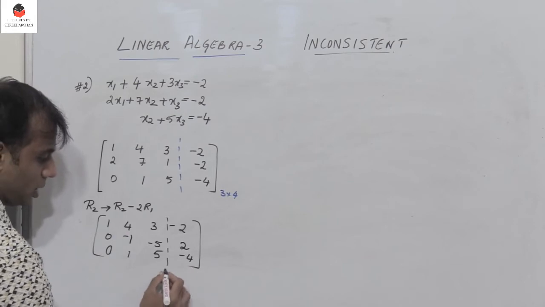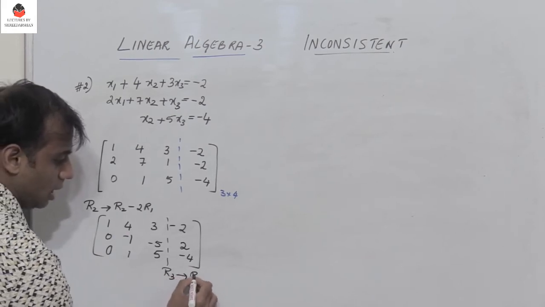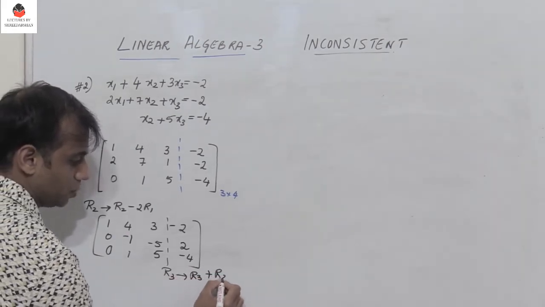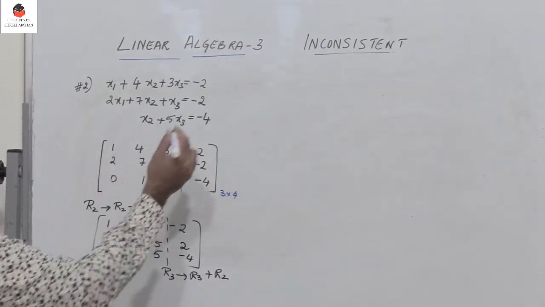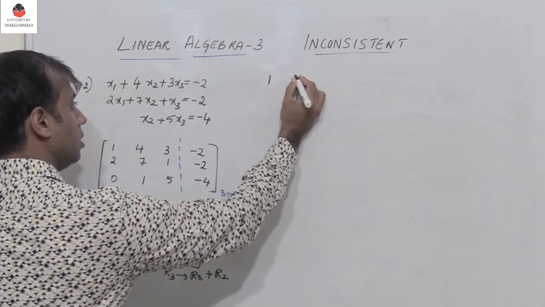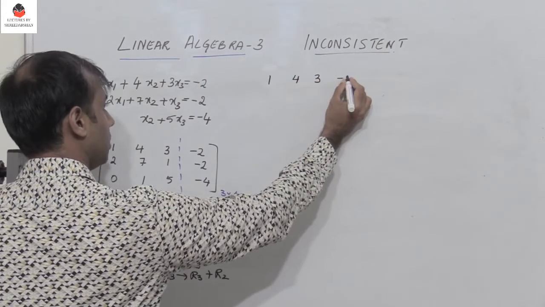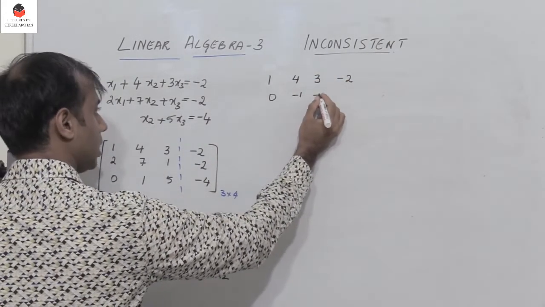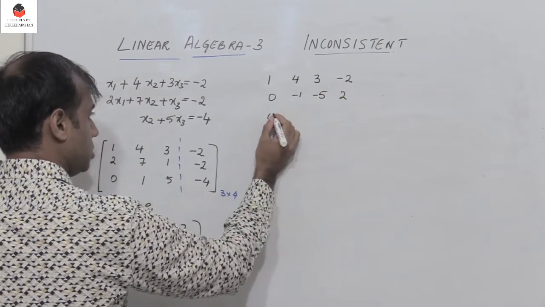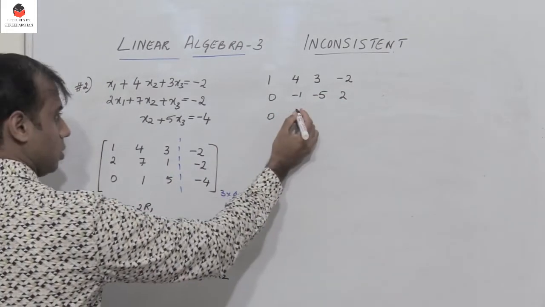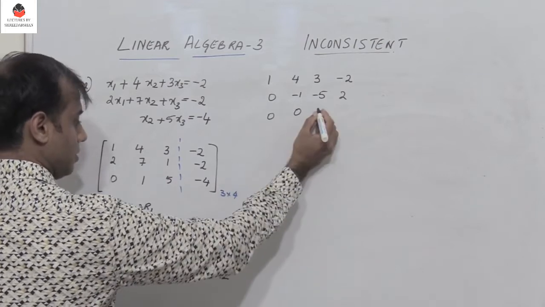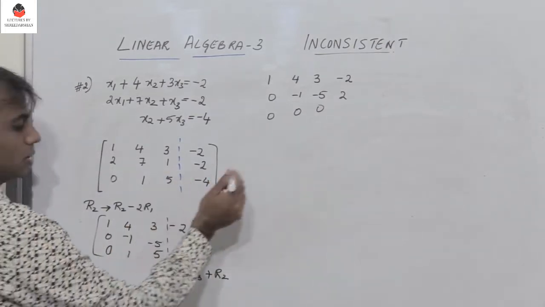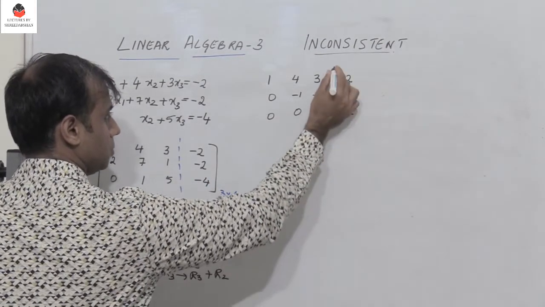So perform the operation R3 is R3 plus R2. Then the first row remains as it is, 1, 4, 3, minus 2. And then I have 0, minus 1, minus 5, 2, 0. 1 minus 1 is 0, 5 minus 5 is 0, and minus 4 plus 2 is minus 2.